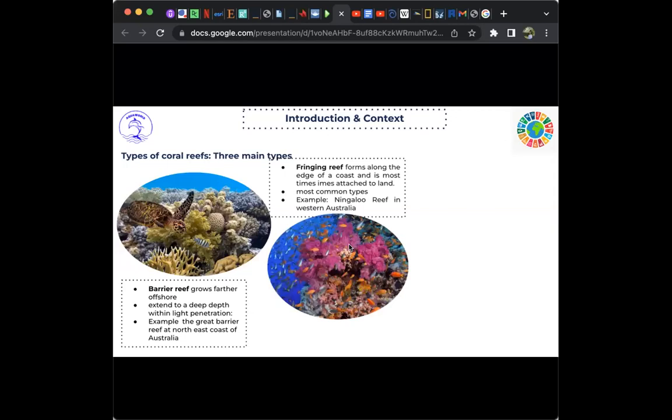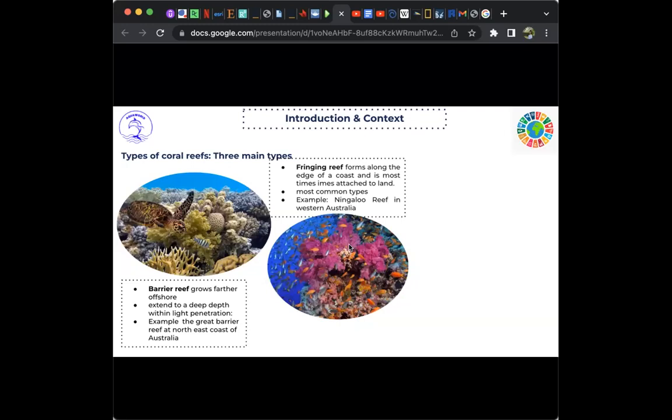So another type of coral reef is the fringing reef. This forms along the coast; fringing reefs are found more along the coast than barrier reefs. And they are the most common type of reef. Being the most common, they actually serve more ecosystem services to dependent communities, like coastal communities that live close to these coral reef habitats. An example of a fringing reef is the Ningaloo Reef in Western Australia.